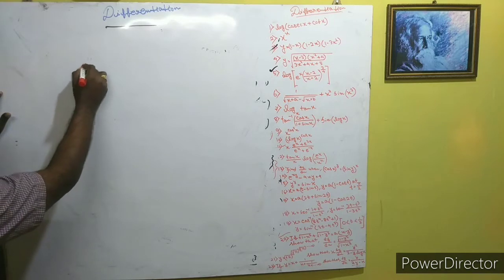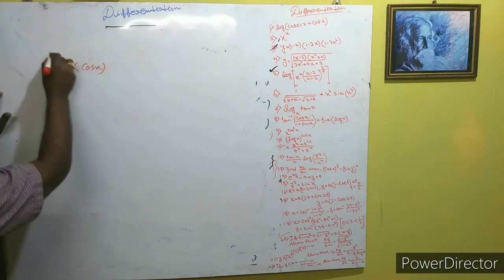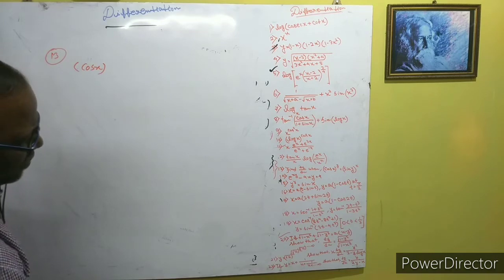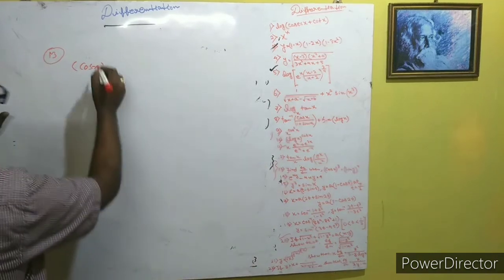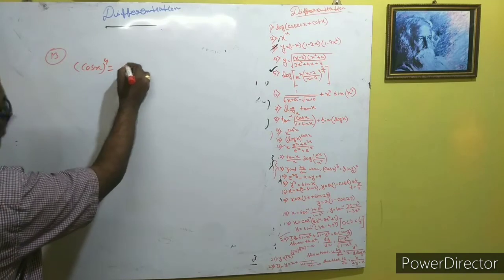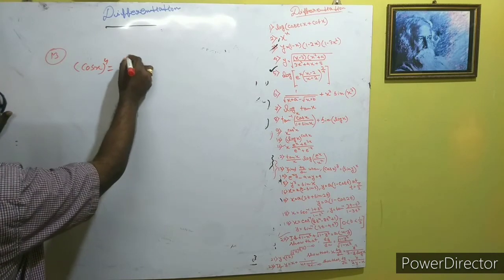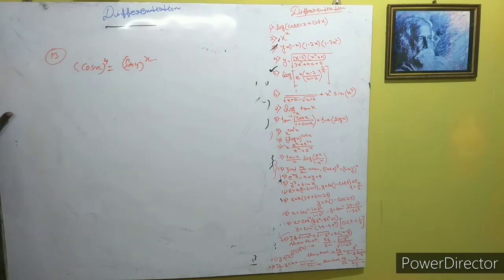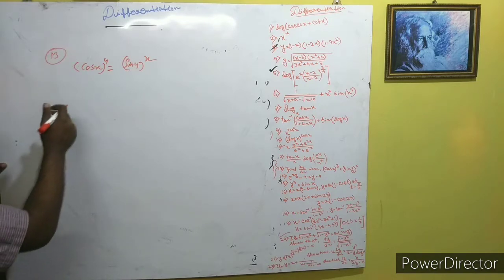And given that (cos x)^y = (sin y)^x. See, this also has a variable in the power, so I needed to take a log on both sides.